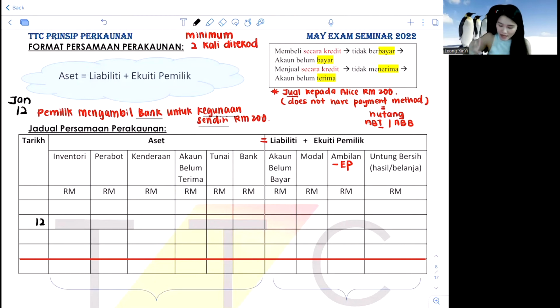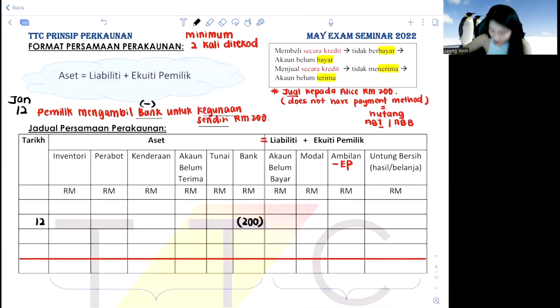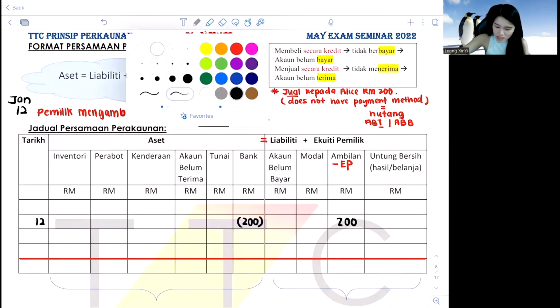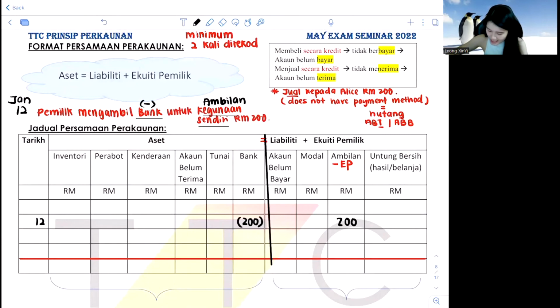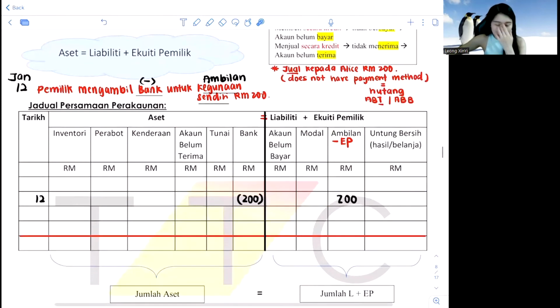Now, how am I going to record? I'll record bank being deducted because mengambil. So bank is going to deduct by 200. We put it in bracket form. But as for mengambil, which is the kegunaan sendiri, proves it as ambilan, we will need to record it this way. Can you see that now? If I draw the line between asset, liability, and EP, we are not balanced because the left side is negative, the right side is positive. But they do allow this. They don't want them to be the same because ambilan does not allow bracket form. So that comes a problem when you finally get to the last stage, isn't it?